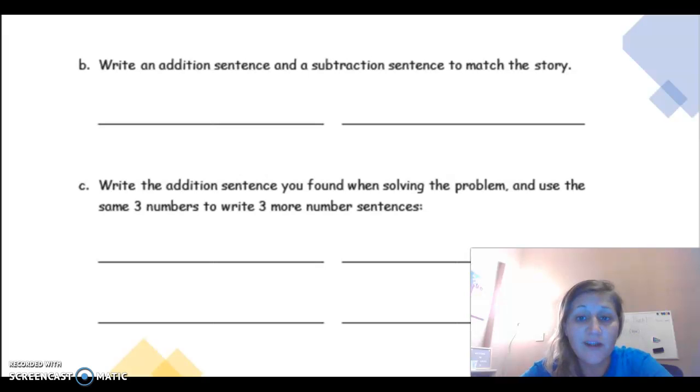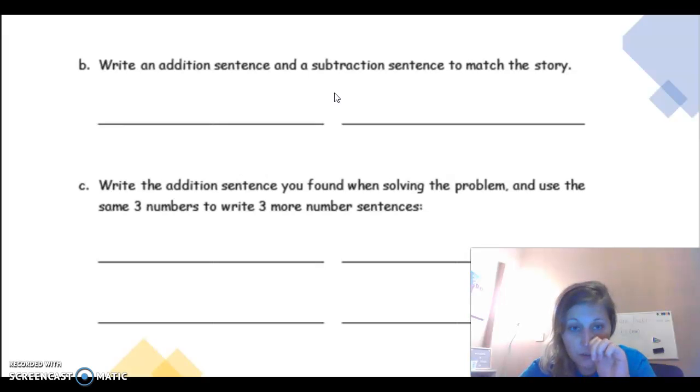Here are the last two questions for problem 4 and for your test. So these two questions have to do with the picture that you just drew. Remember, there were 6 people playing baseball, more came, and then there were 10. You found that missing group, and now what you need to do for B is write an addition sentence and a subtraction sentence that matches your story.